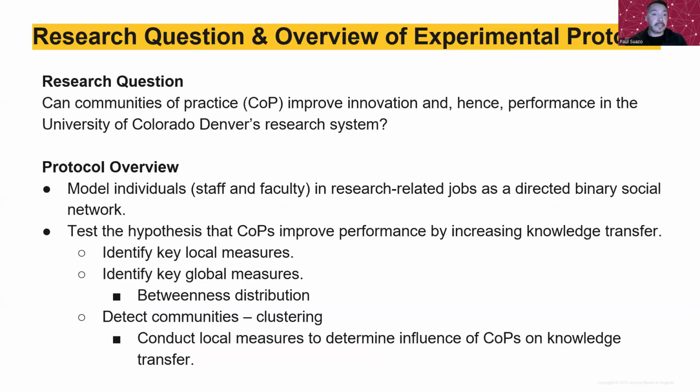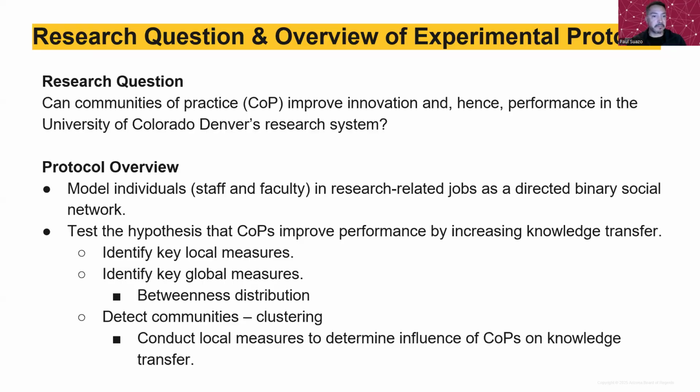My research question is, can communities of practice improve innovation, enhance performance in the University of Colorado Denver's research system? Very quickly, my protocol overview. I'm going to model individuals, staff and faculty in research-related jobs as a directed binary social network. And I'll talk more about the nodes, the individuals, and the edges in the following slide. And then I want to test the hypothesis that is mentioned in the research question, that communities of practice can improve performance by increasing knowledge transfer.